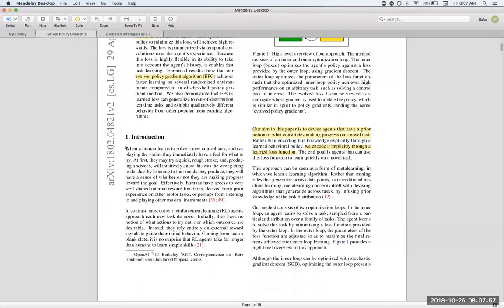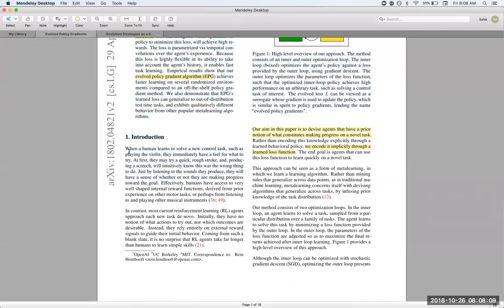Okay, so the introduction. The paper presents the concept of evolved policy gradients with this life example in the first paragraph. When a human learns, it says, to solve a new control task, such as playing the violin, they immediately have a feel for what to try. At first, they may try a quick, rough stroke and produce a screech, they will intuitively know this was the wrong thing to do.